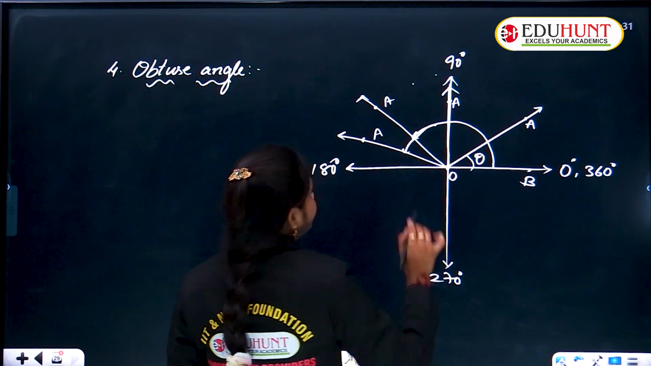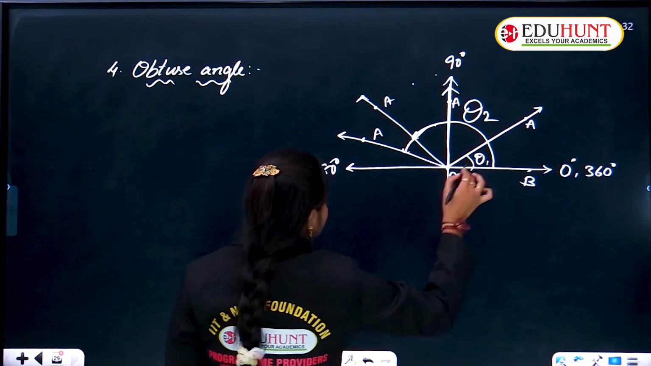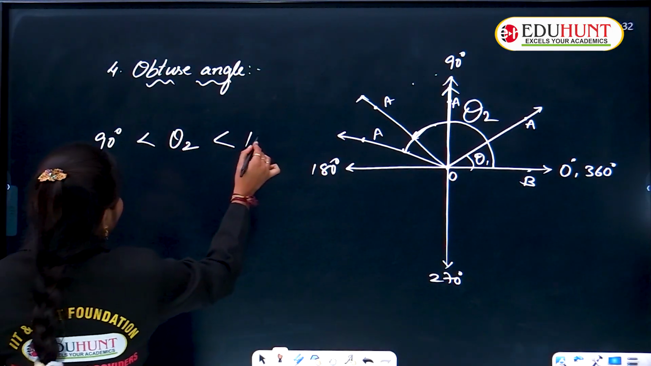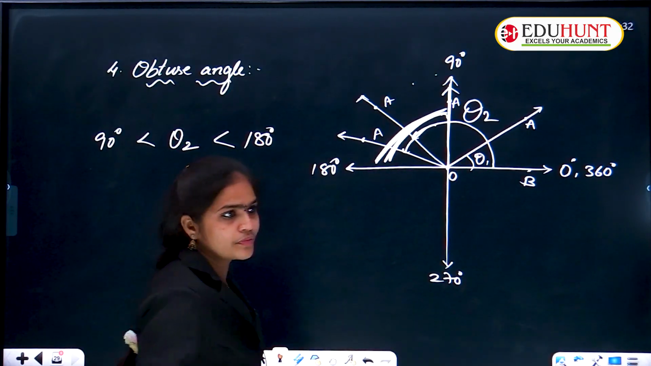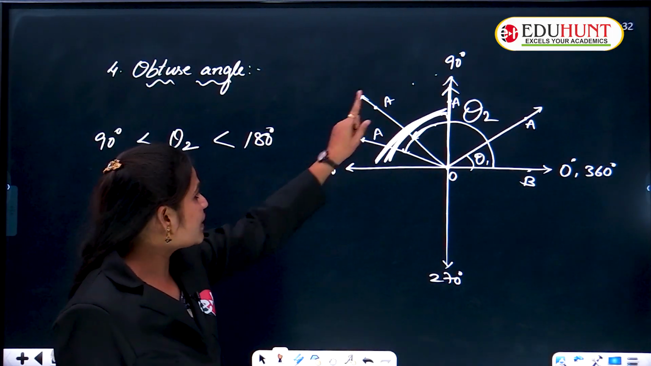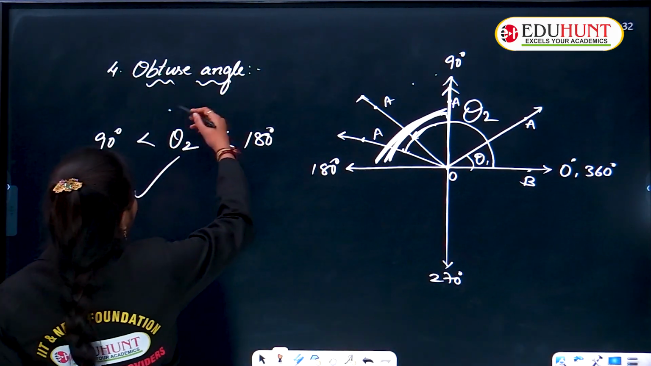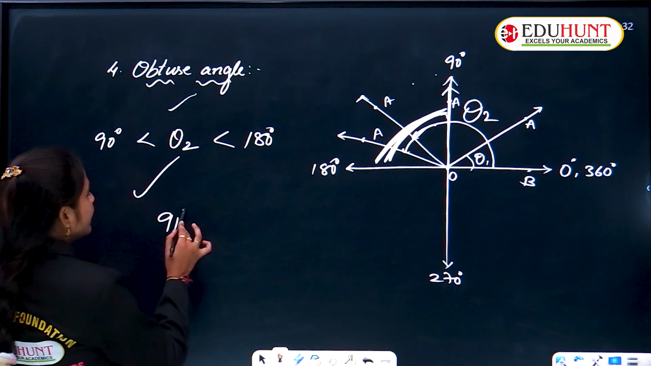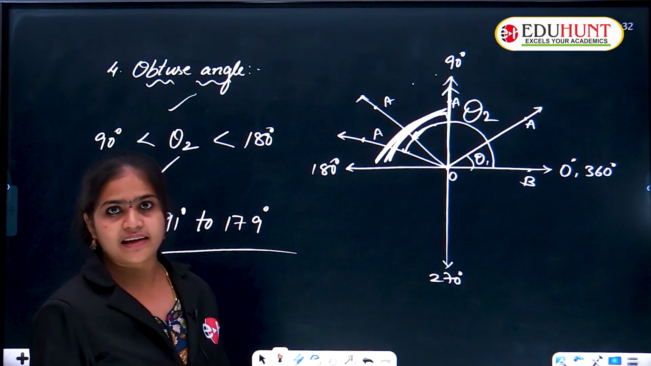Now here, take this one as another angle, theta 2, and this is theta 1. Theta 2 lies in between 90 degrees and 180 degrees. The angle which lies in this part, this is Q2, the second quadrant. If the angle lies in the second quadrant, in between 90 and 180 degrees, consider it an obtuse angle. So which angles can we take as obtuse angles? 91 degrees to 179 degrees, any angle we can call an obtuse angle.